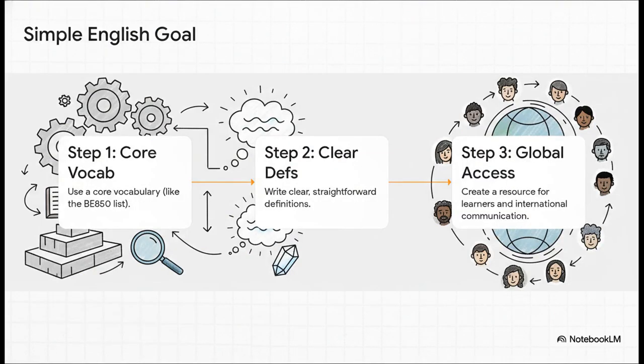So this is how it all ties together. You take that core vocabulary, the BE 850 list. You use it to write definitions that are just crystal clear. And what do you get? You get an incredible resource. It's for English learners, for kids, for anyone who's ever tried to understand something complicated and just got lost in the jargon. It's all about tearing down the walls that keep people from accessing knowledge.